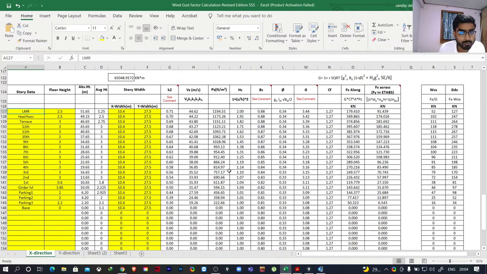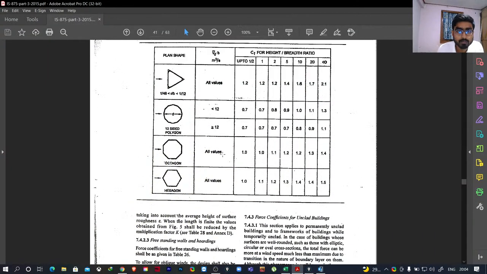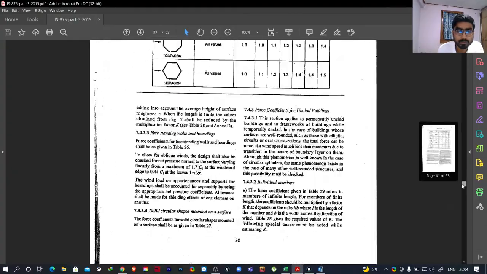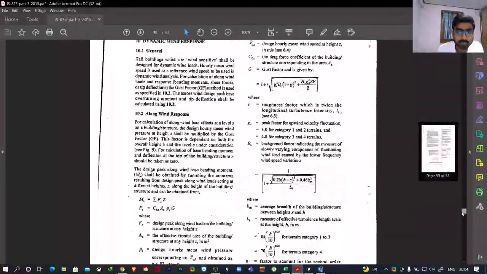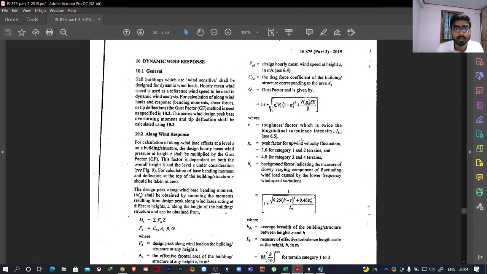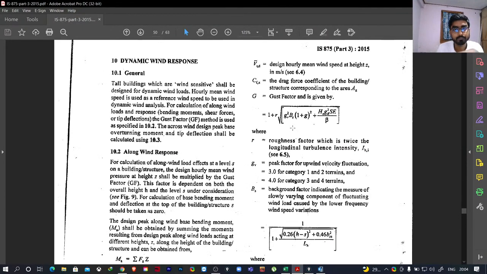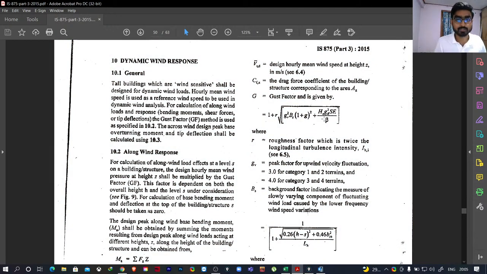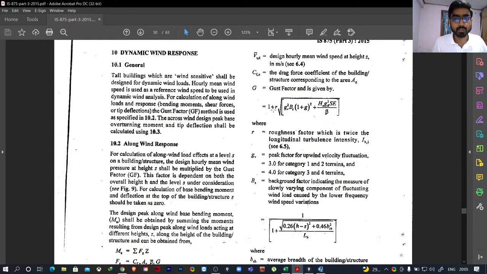Okay, accordingly we have considered this actually in the formula. Now, 47 is the gust factor. Now, if you see the gust factor, which is the main formula, we have got this CFZ, we have got this VZ. Okay, now we need this gust factor. Now in gust factor, you will find different components.